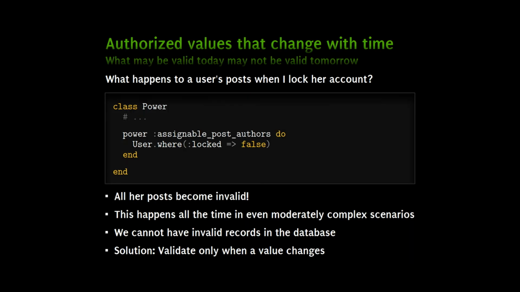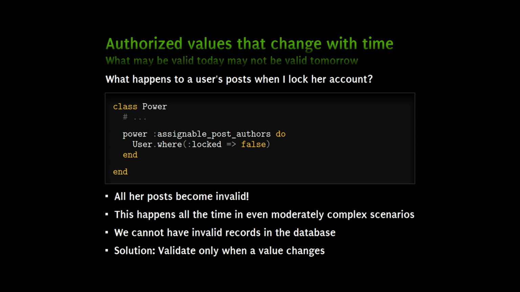Something that we need to deal with is that values that were once authorized can change with time. So what was valid yesterday may not be valid tomorrow. An example, we have a user and she has 1,000 posts in our database, and now we lock her account. And we had this rule where we said locked users cannot be post authors. Now I suddenly have 1,000 invalid posts in my database, and I cannot have this. I cannot ever have a single invalid post in my database.